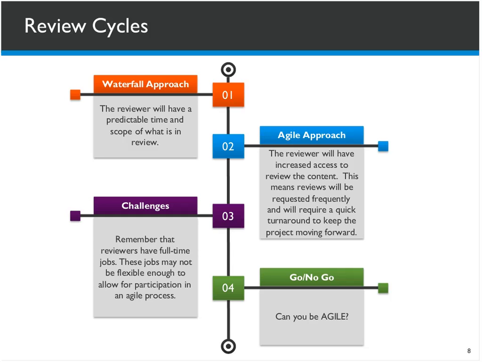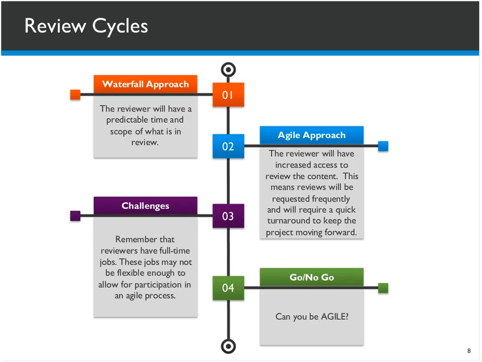One of the nice parts about the waterfall approach is that you can at least schedule those reviews so that your business reviewers and your stakeholders know when they're going to have to review something. With the Agile approach, they're going to have increased access to review the content, and whether they're going to have the ability, the flexibility, or the time to is really going to be the challenge. So we need to make sure that we're flexible enough in the approach so that they have enough touch points and the ability to work in this iterative process.